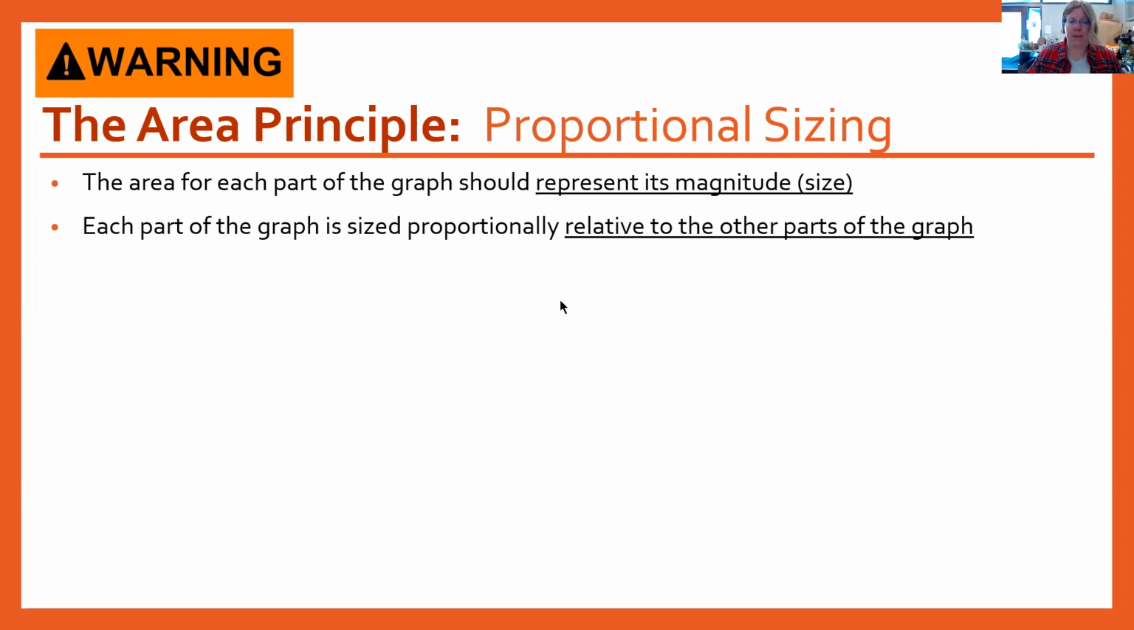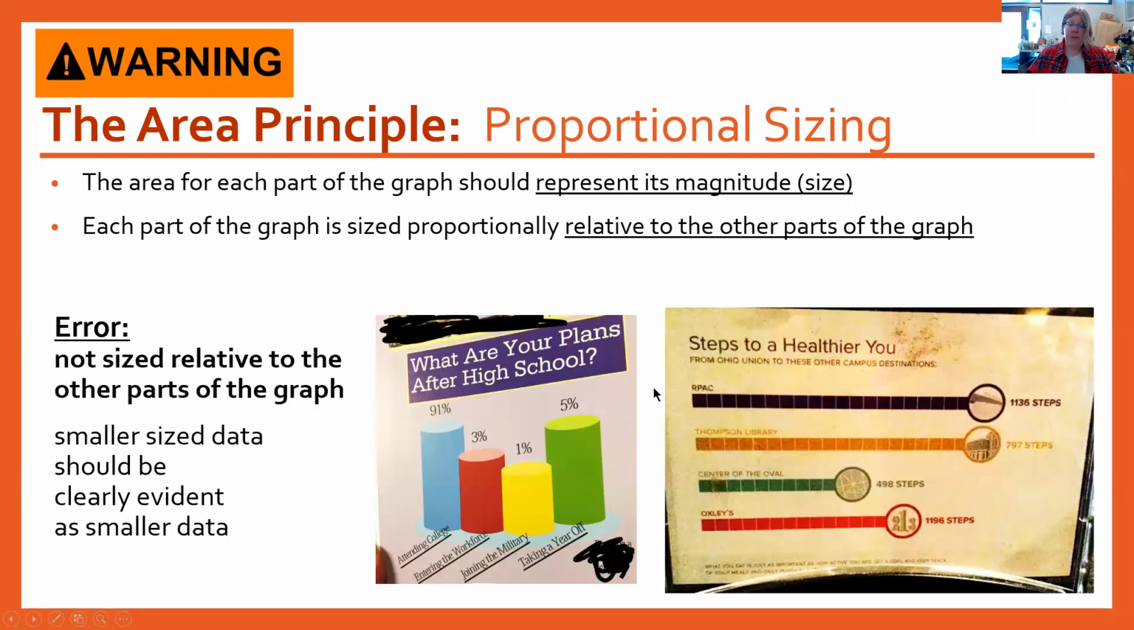So let's take a look at some examples of this. This graph we have in the middle is titled, "What are your plans after high school?" Students were given four choices: attending college, entering the workforce, joining the military, or taking a year off. Let's start by looking at these two bars in the middle, entering the workforce, which is 3%, and joining the military, which is 1%. Eyeballing these, I definitely have a problem here because this third bar over, this yellow one, looks like it's probably closer to 2.5% rather than just 1%. That bar should be quite a bit lower. So that's a little bit concerning.